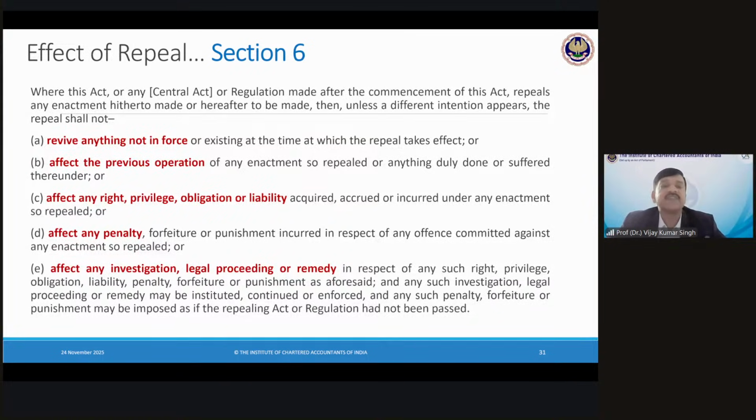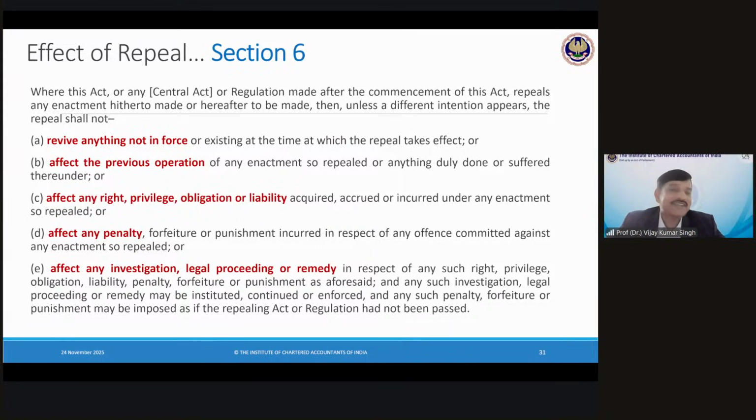The second point is, affect the previous operation of any enactment so repealed or anything duly done or suffered thereunder. So it is not only the positive aspect, even the negative aspect which has been done in the repealed legislation. Say, for example, a law gets repealed on X date. Whatever has been done in that particular law's operation, whether some action taken or somebody has suffered some problem, that will not go away. That will be very much there.